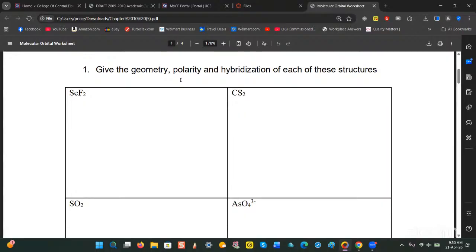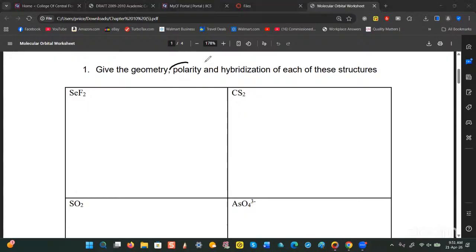Okay, I'm sorry about that, folks. All right, let's see here. So, what was I saying? Okay, so I was talking about the polarity, right?